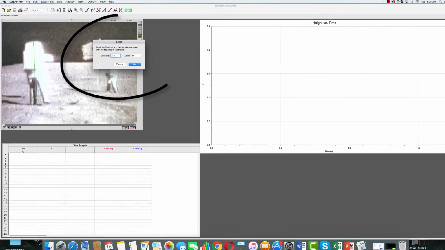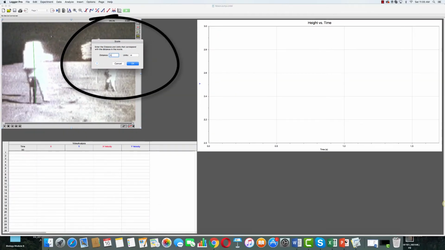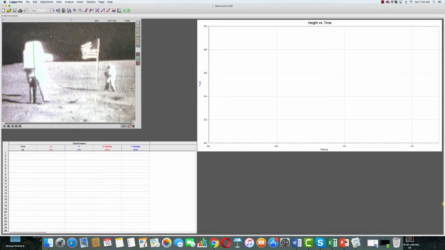And then a pop-up menu pops up, and this is where you set the scale as described by the lab. What this does is it will change the readings on the axes of your lab to measure in meters instead of in pixels, so that when you actually track the motion of this guy, you'll be able to figure out how high he is at every instant in time.